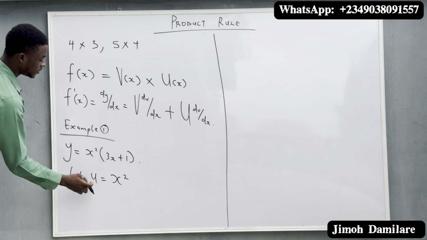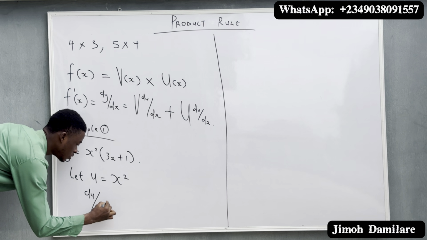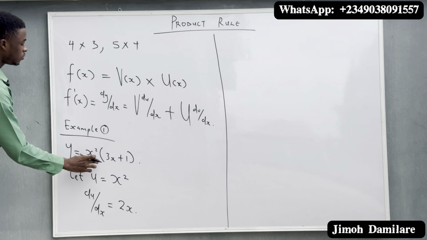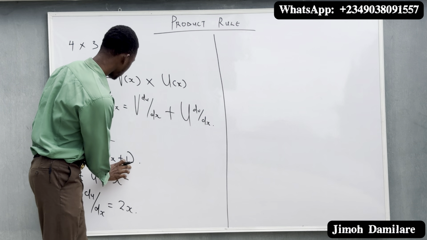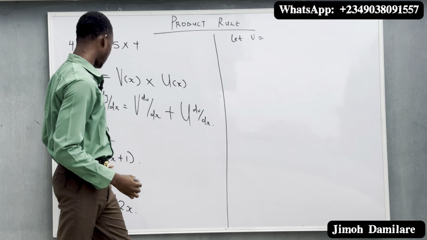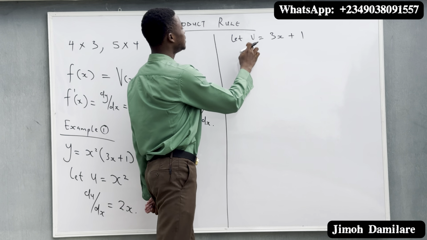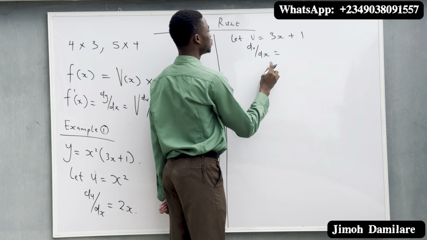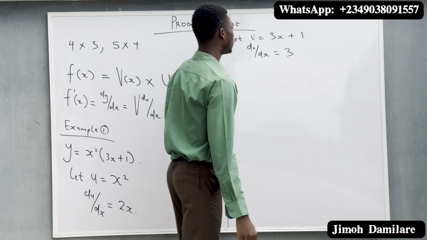And in this case, we are going to differentiate u with respect to x. So we are going to have du over dx to be equal to, so when you differentiate x squared, you are going to get 2x. So now that we are done with the first term, we can then move to the second term, which is 3x plus 1. So in doing this, we call the second term v. So we say let v be equal to 3x plus 1, and we are going to differentiate v with respect to x. So we are going to have dv over dx to be equal to 3, because when you differentiate 1, this is a constant and it is going to give us 0.